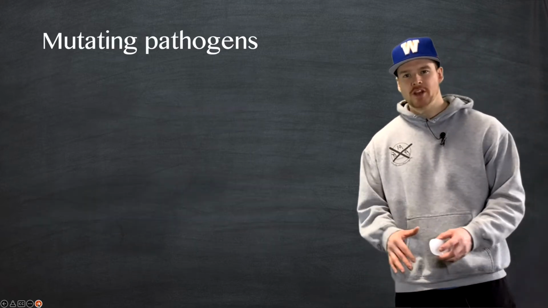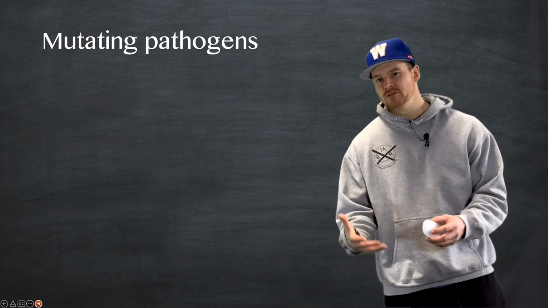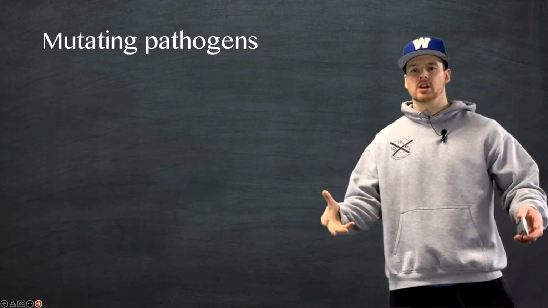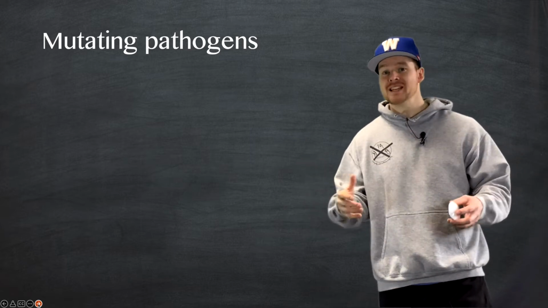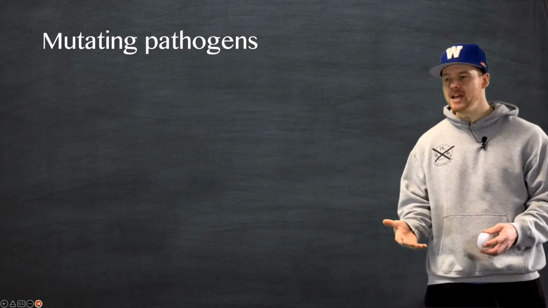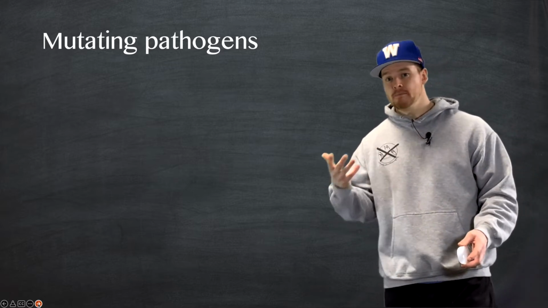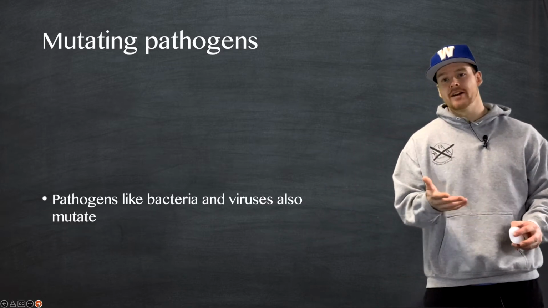So now to conclude the video, we're going to talk about an application of mutations, which is mutating pathogens. So mutations just don't occur in humans or large organisms. Anything that is replicating DNA can have mutations. And for anything, this can create a positive, neutral, or negative effect.